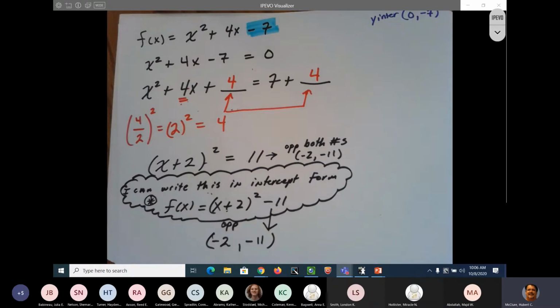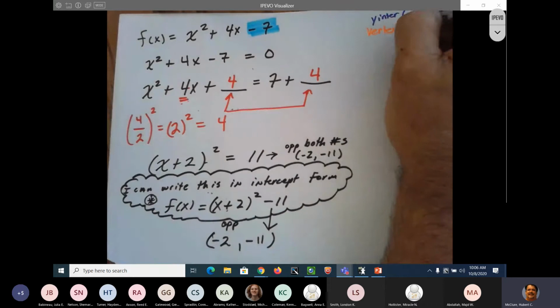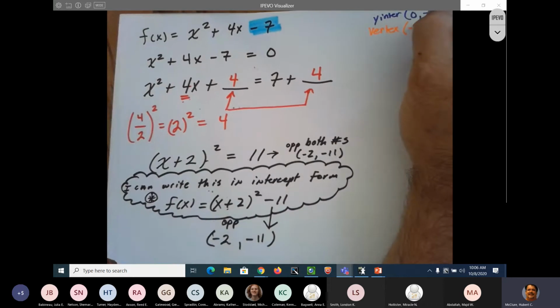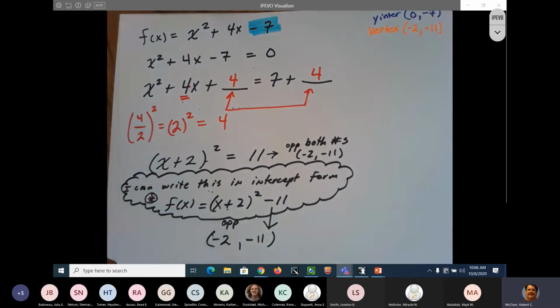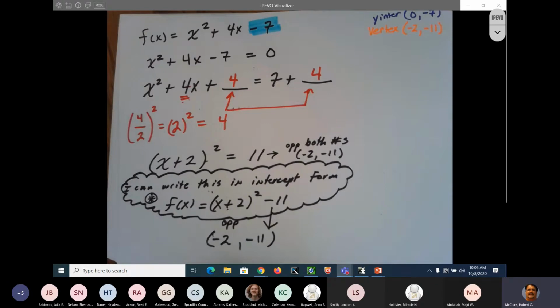So our vertex, I'm going to do it in, let's see, orange. Our vertex is -2, -11. So now we got to solve for x. And I'm going to do another sheet of paper. So I need you to, well, I'll tell you what I'll do. I'll fold it.